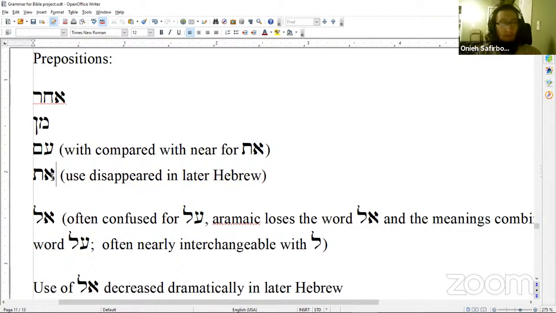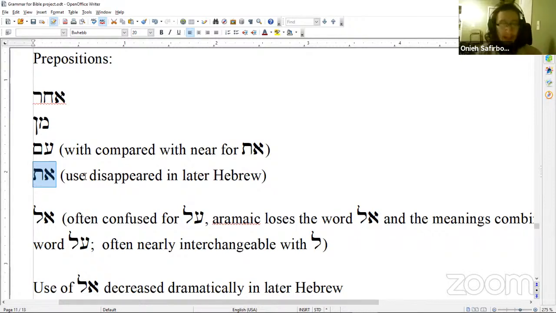Now, aleph tav, the use of it to mean "with." You know how I said earlier, aleph tav is used as a direct object marker. But it's also used in some places just to mean "with," not as a direct object marker. In those cases, that use of meaning "with" existed in earlier Hebrew, but in later Hebrew it basically disappeared.